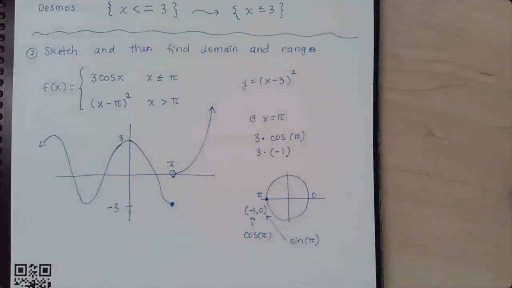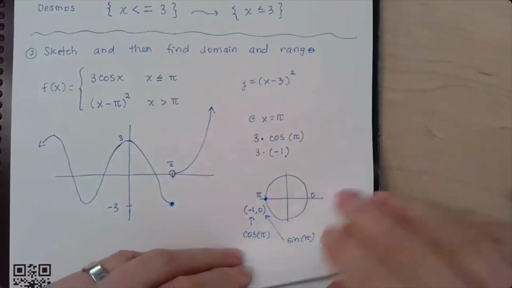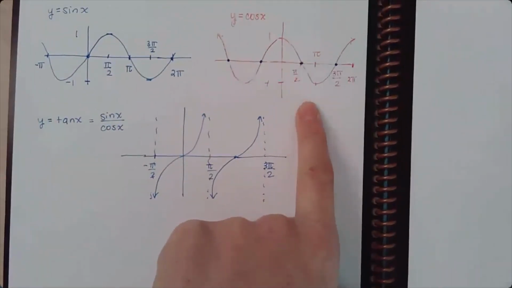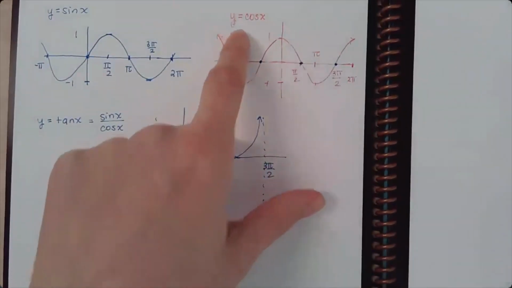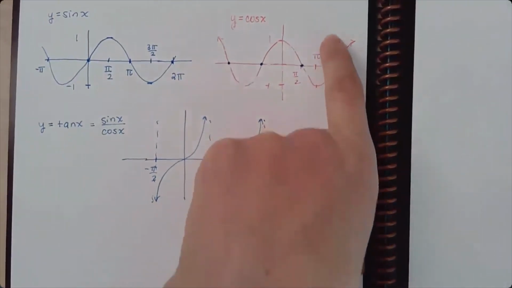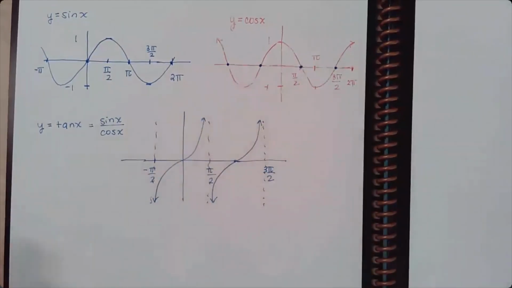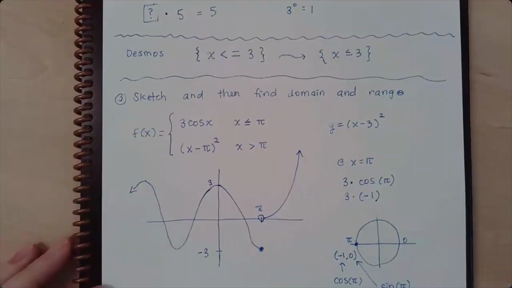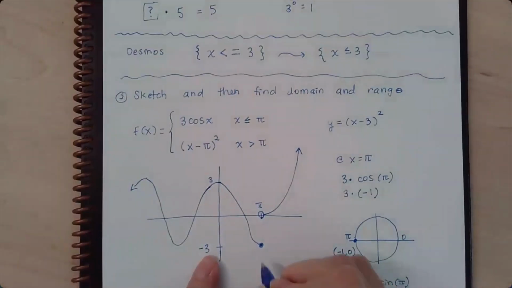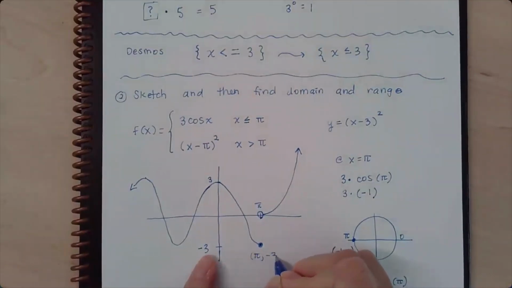If you are not a unit circle person, then the other option that I would offer up is knowing what the parent graphs look like. So the parent graph for cosine of x has a y value of -1 at pi. So you get 3 times -1, which is -3 as the y value. Yep, that's what I got. So this is the point pi comma -3.